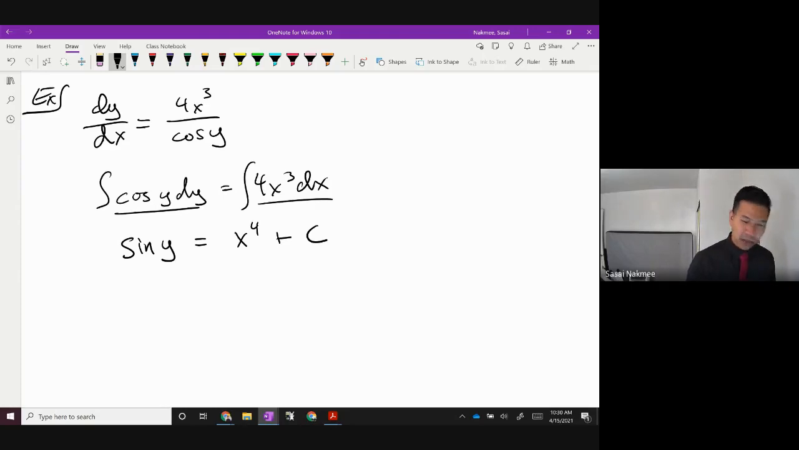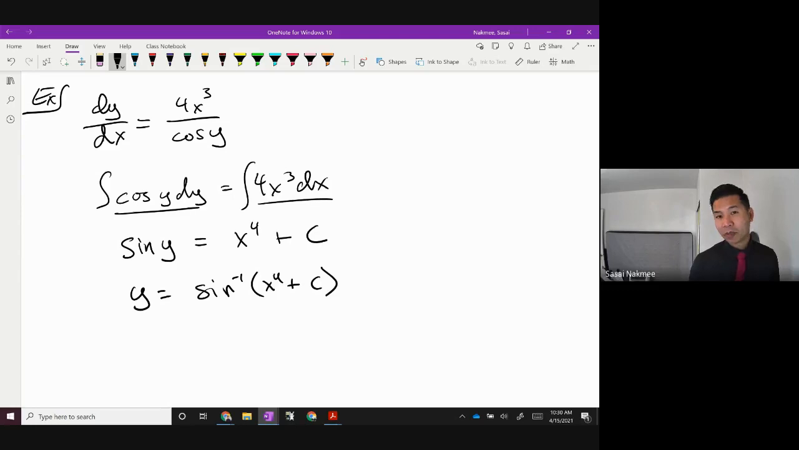I still need to solve for y. Does anyone know how to get rid of a sine function to solve for it? By the way, free response question, I'd be happy if you got to here. This is perfectly fine for a general solution for me. I can plug this into Desmos and I can see what the graph looks like. Does anyone have an idea though? Brian, that is correct. Inverse sine to get rid of that sine right there. So y is going to equal the inverse sine of x to the 4th plus c.